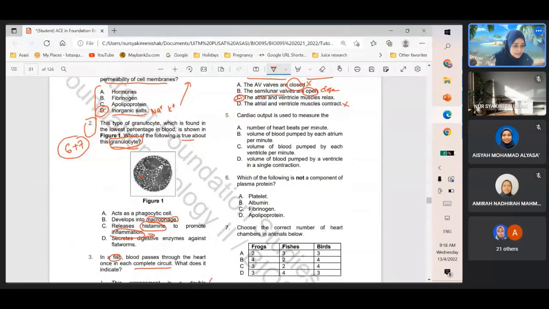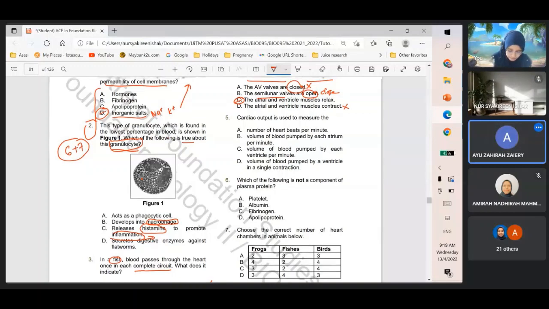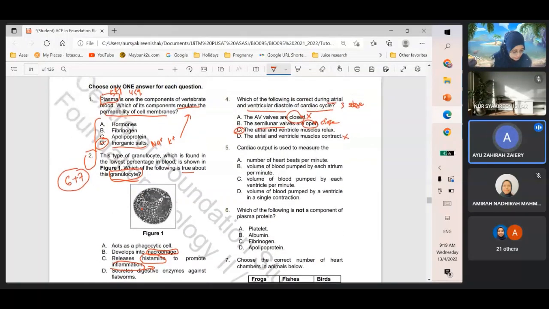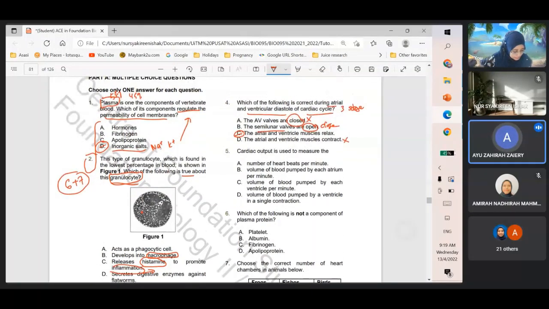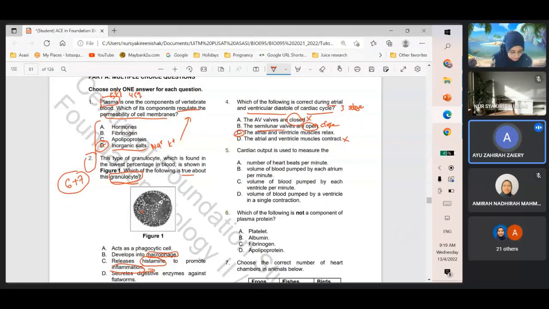Number 6. Ayu Zahira please. Cardiac output is used to measure my answer is C, volume of blood pumped by each ventricle per minute. B is, the answer for B is wrong. The answer for A is the definition for heart rate. The answer for D is wrong because it is a definition for stroke volume.